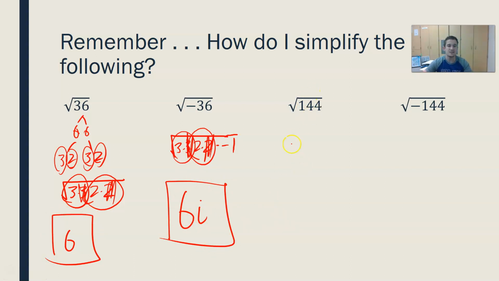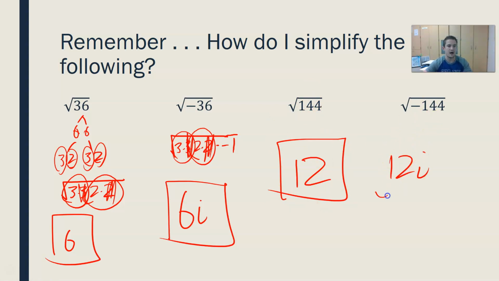When I break down the square root of 144, I end up getting 12. So the square root of negative 144 would be 12i. When I have a negative underneath the square root, the answer will have an i attached to it. So 12i, meaning that it's imaginary.